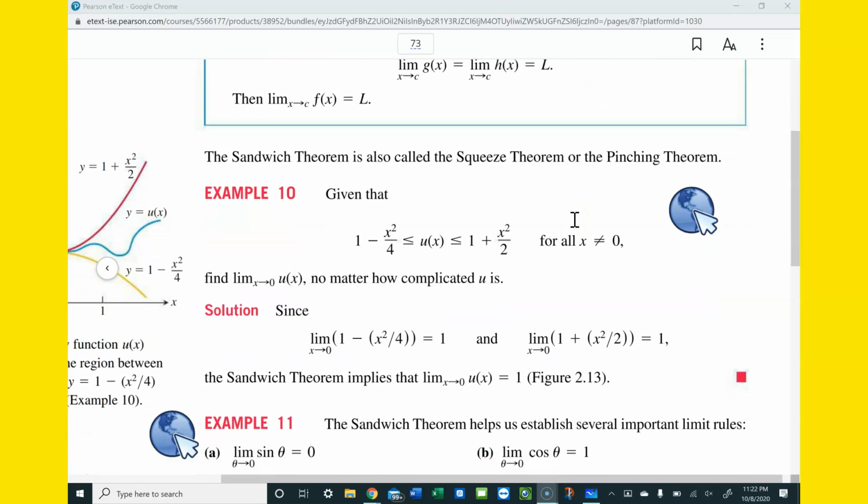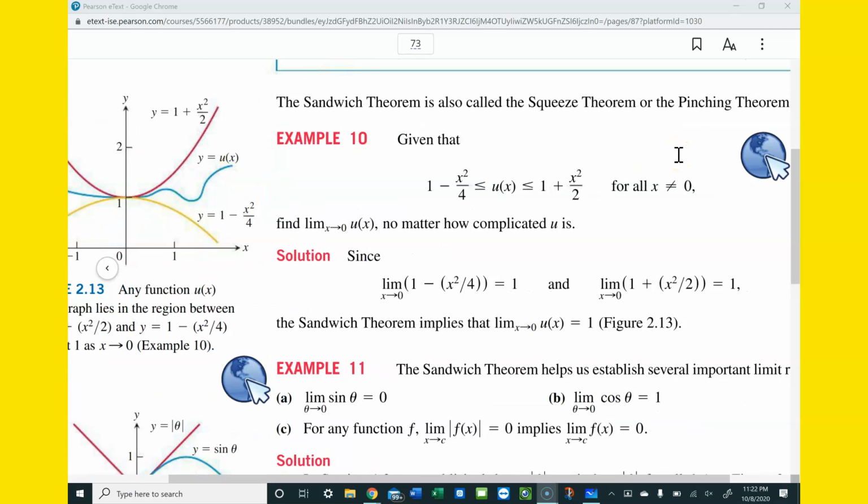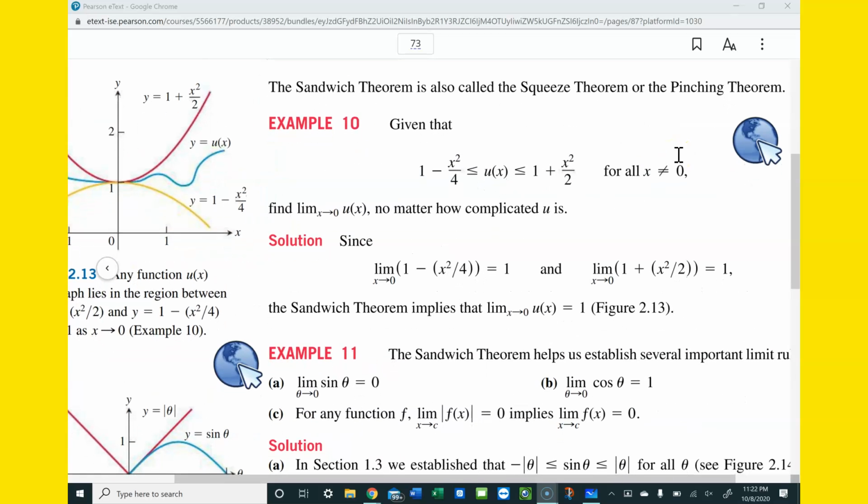All right, the Sandwich Theorem is also called the Squeeze Theorem or the Pinching Theorem. Okay, kind of makes sense. All right, so here's an example of that. Given that this function u of x is greater than or equal to this one and less than or equal to this one, so sandwiched between these two functions here, then find the limit as x approaches 0 of u of x, no matter how complicated u is.